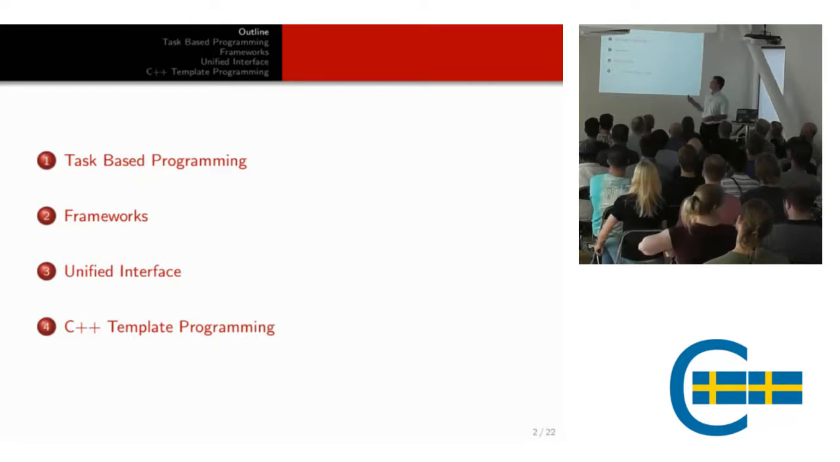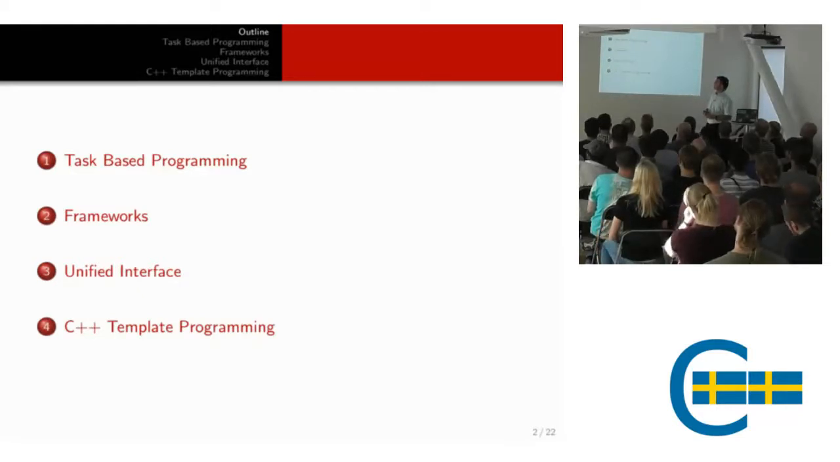Better. Okay. So I partition my talk into four parts. First of all, I start by talking about what task-based programming is, what I have worked with during the past 5 years at least, and then go through some frameworks that do this task-based programming and make it much easier for programmers, and how we can define or propose a unified interface for task-based parallel programming, looking at the existing frameworks. And finally, I go to C++ template programming, the benefits and advantages of using C++ templates, and the real results of using C++ template programming in experiments.